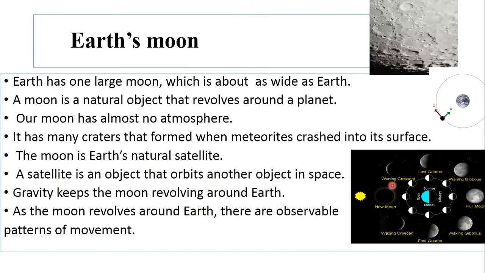You see here the picture? Look at the picture here. As the moon at the pointer revolves around the sun, there are observable patterns of movement.